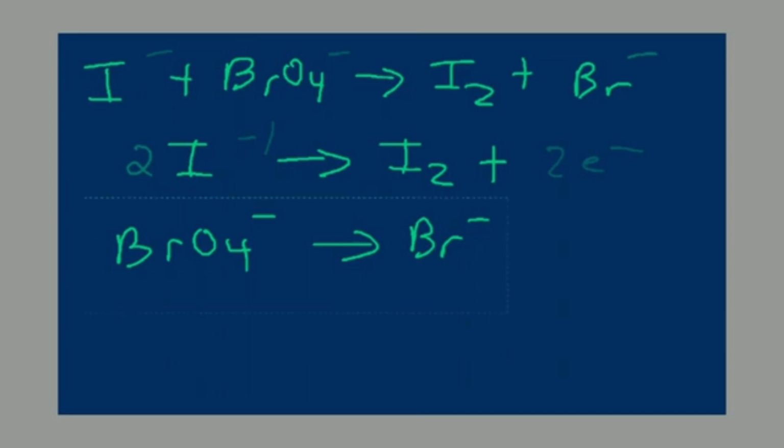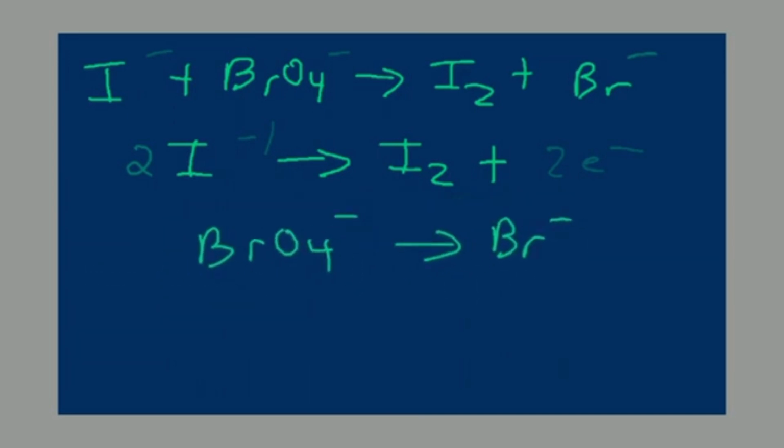Now we can do so by adding H plus or water. So notice that we have 1 bromine atom on both sides, but we have 4 oxygen atoms on the left. So that means we need to add 4 water molecules to the right side. So that's it for oxygen.